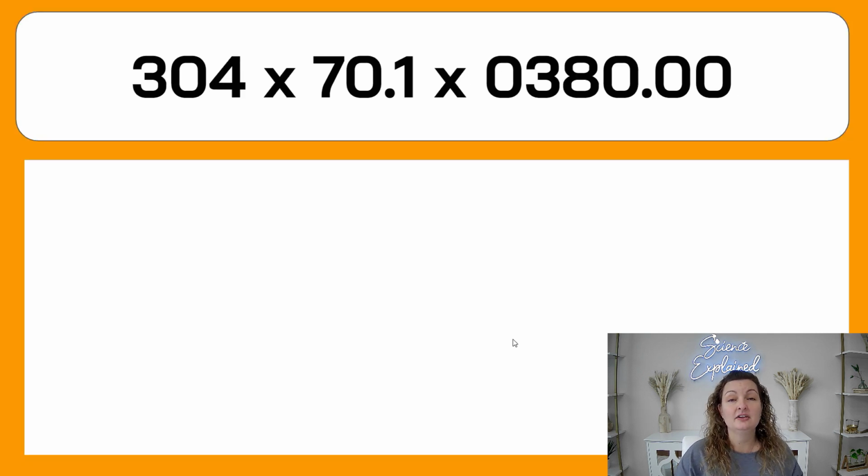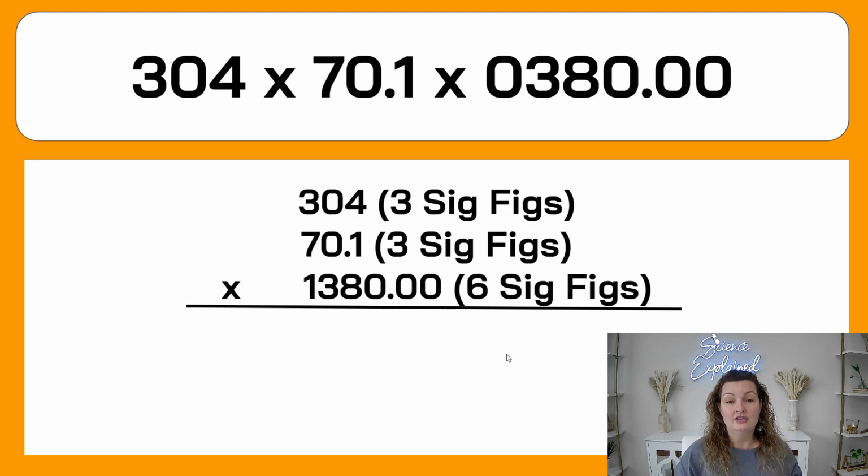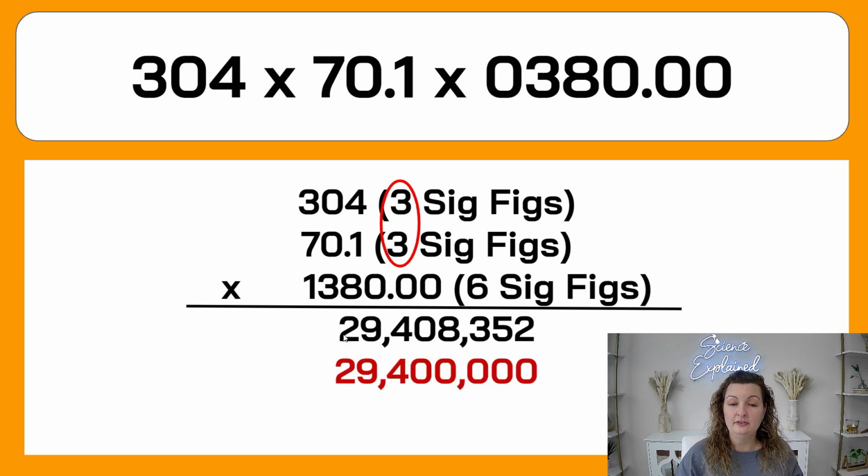All right, let's try the multiplication problem. Go ahead and pause. All right, let's look at our answer. So you can see we have 3 significant figures, and 6. So the lowest one being 3 is a tie, which is completely fine. If we put it in our calculator, this is the answer we're getting. However, we need to make sure we end with only 3 significant figures. So 1, 2, 3, and the rest will be trailing zeros, which do not count.